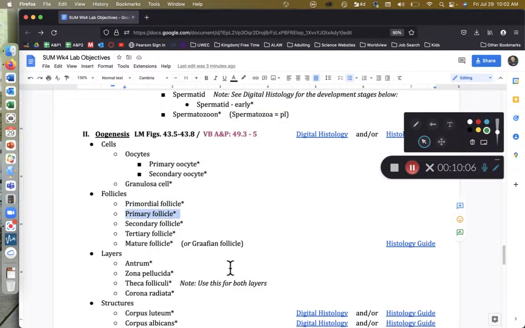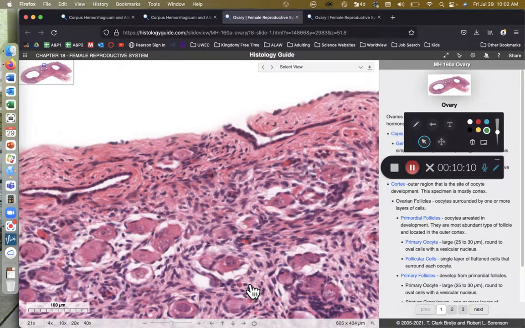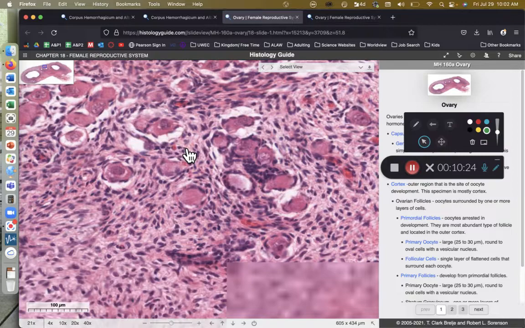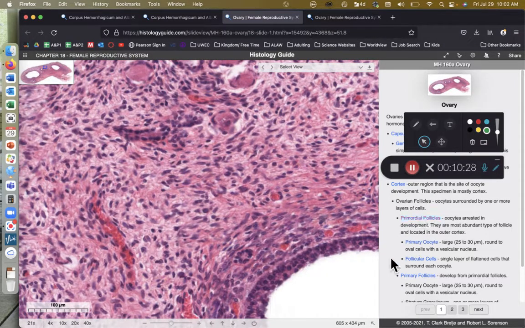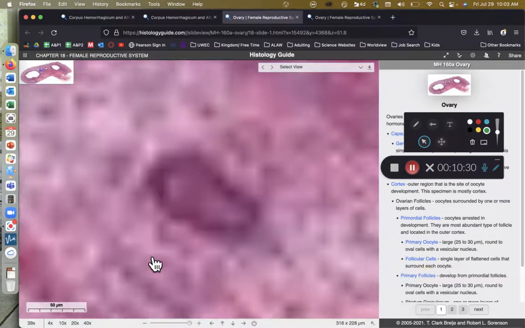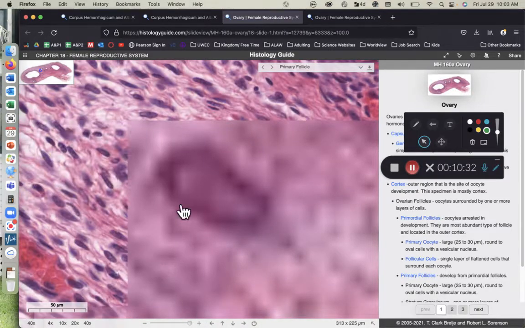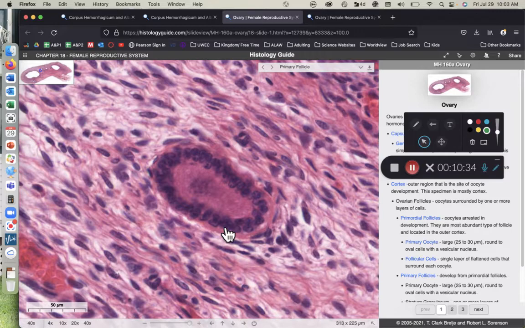The next follicle I want to cover with us is the primary follicle. As we look at a primary follicle, it's going to be similar to the primordial follicle, except the key difference I want you to fixate on is the cells that surround it. Instead of being surrounded by simple squamous epithelium, it's going to be surrounded by simple cuboidal cells or epithelium. So here is a primary follicle.